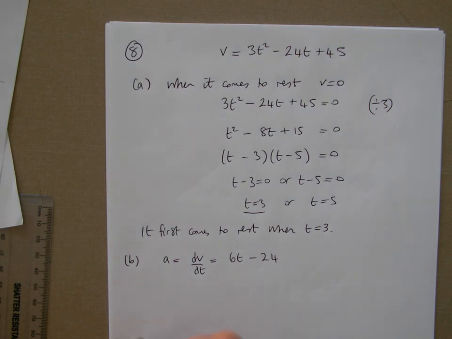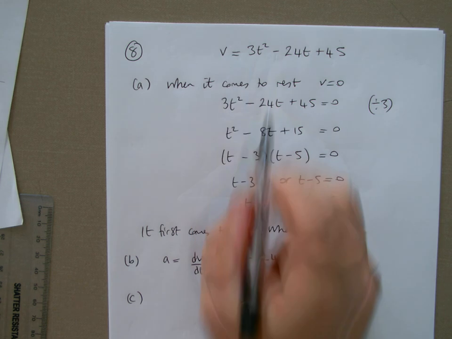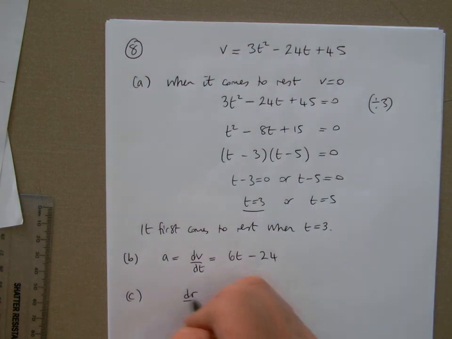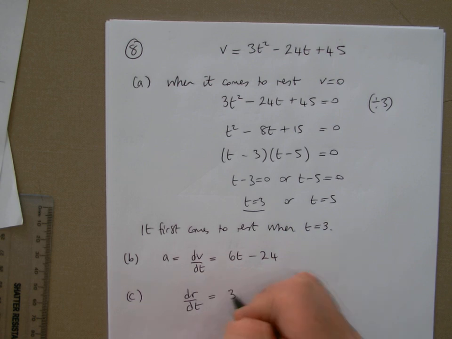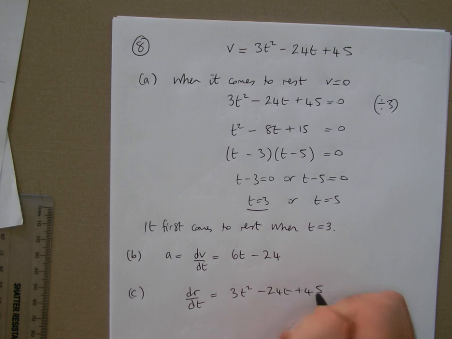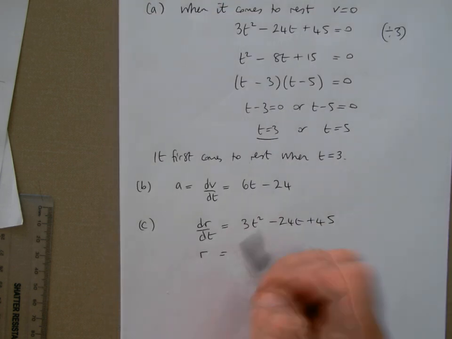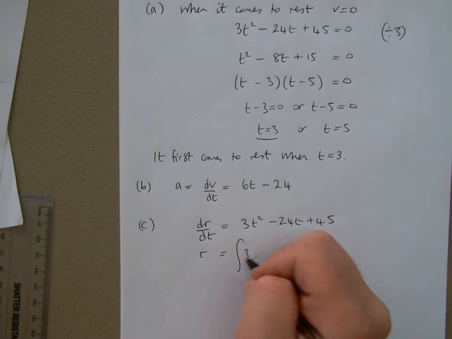Part C then, find an expression for the displacement. Remember, the rate of change of displacement is the velocity, so we could write velocity as dr by dt. If we integrate the velocity, we'll get the displacement, r. So we're just going to integrate all of this.